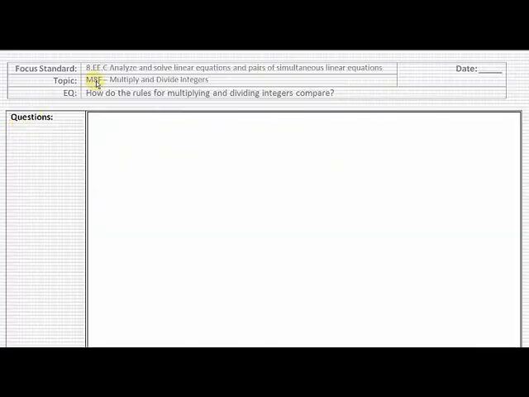Today's topic comes from Math 8 Foundations, Multiply and Divide Integers. Working on that focus standard from 8th grade math, expressions and equations, analyze and solve linear equations, and pairs of simultaneous linear equations. Our essential question for today is, how do the rules for multiplying and dividing integers compare?